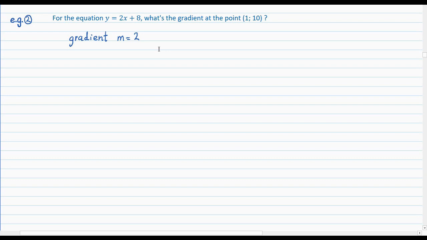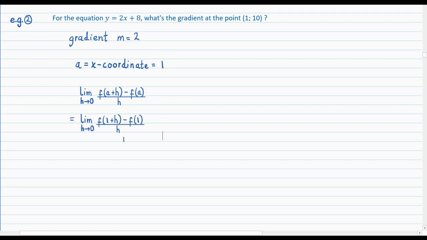Since we already know what the answer is, if we get the same answer using the equation, then we know it's reliable. The equation has an a term in it, which just represents the x-coordinate of whichever point you're interested in finding the gradient at, which would be 1 in this case. Here's the equation again. Then just sub in the a value, giving the limit of f of 1 plus h minus f of 1, over h, as h tends to 0.